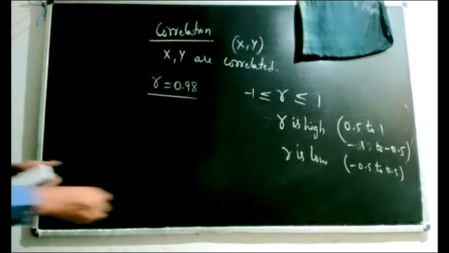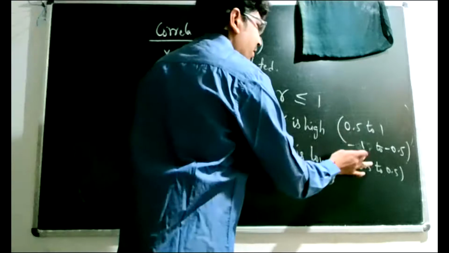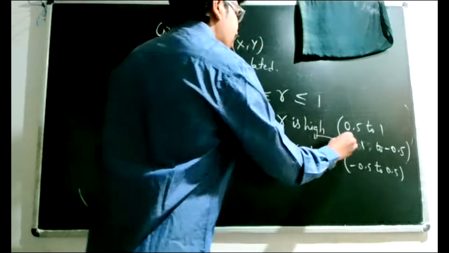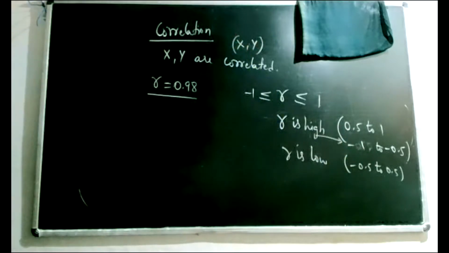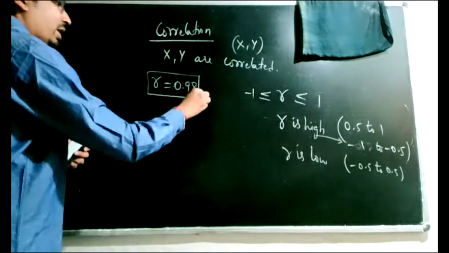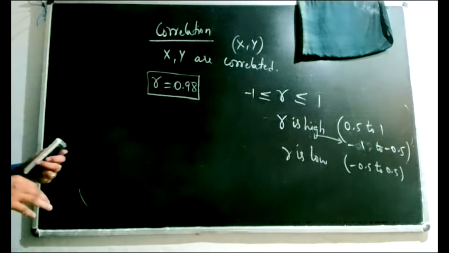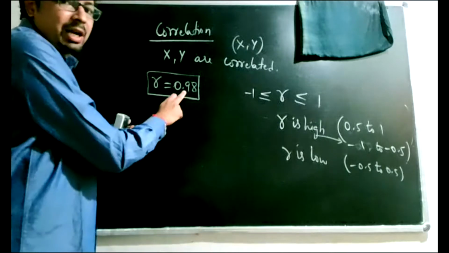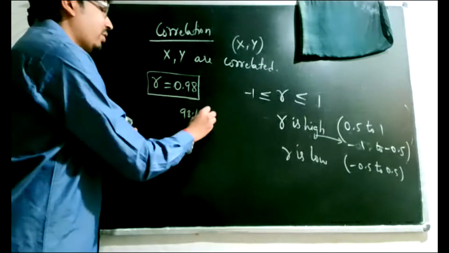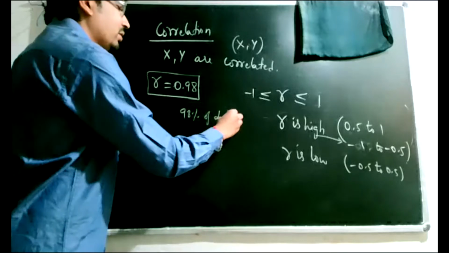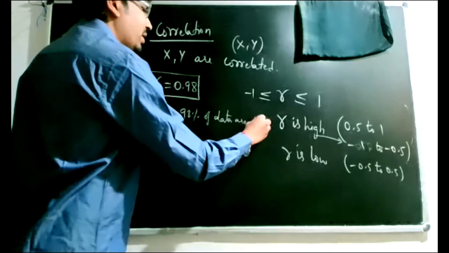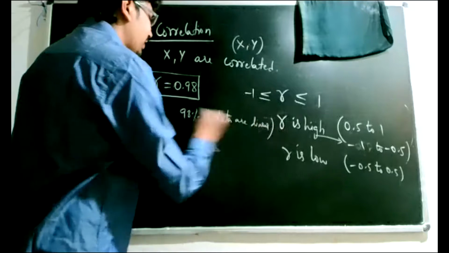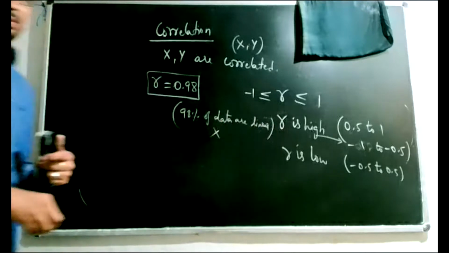Again, you could further split this into moderately high, very high, and so on, but let us just stick to these two scales. So I have observed a high correlation. One thing: this doesn't indicate the amount of the data. You can't say 98% of the data are linear. This information is not given by R.